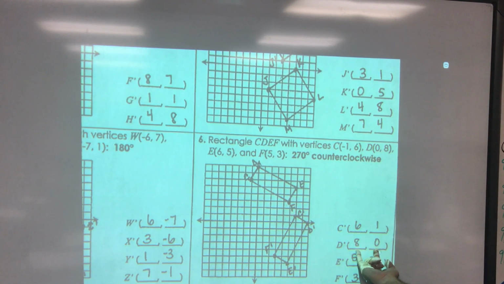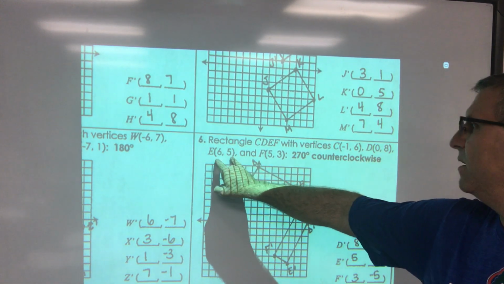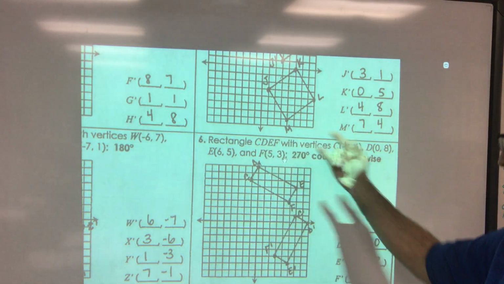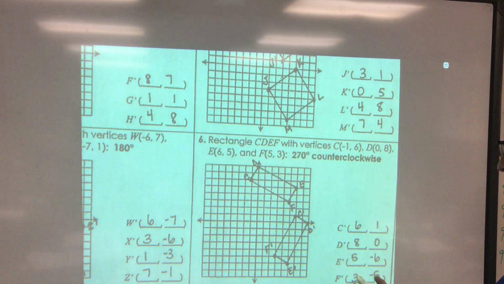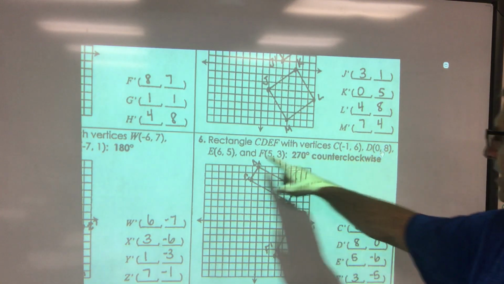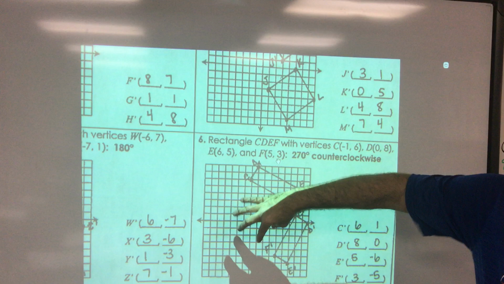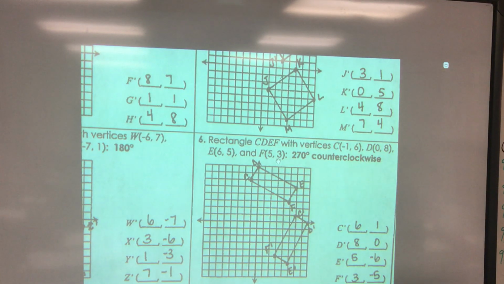This is going to flip to 8 and 0. This is going to flip to 5 and -6. And this is going to flip to 3 and -5. And so we have taken all of our pre-image points and rotated them around 270 degrees. And so now we have our C prime, D prime, E prime, F prime. Okay, this is a reminder for number 3.